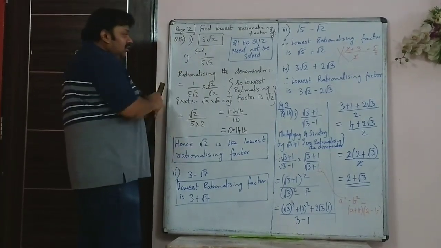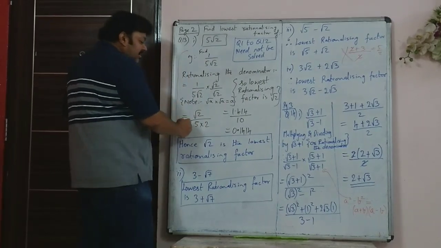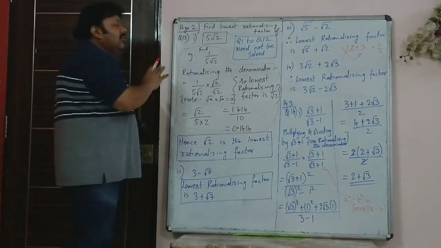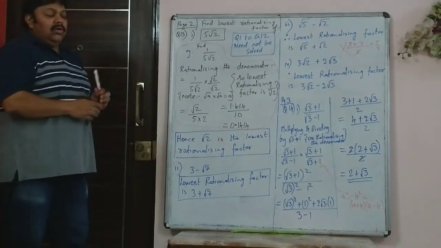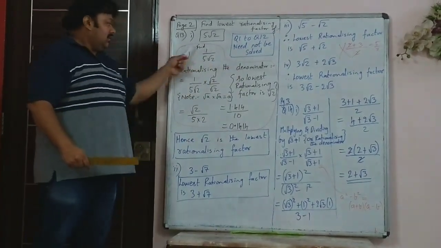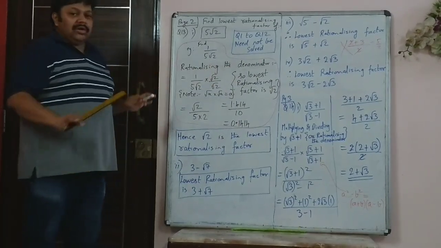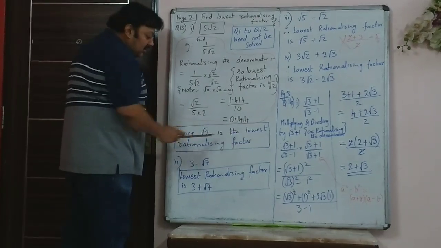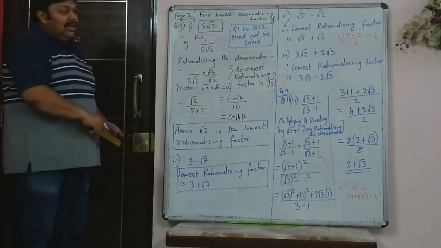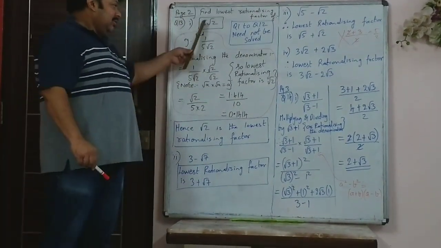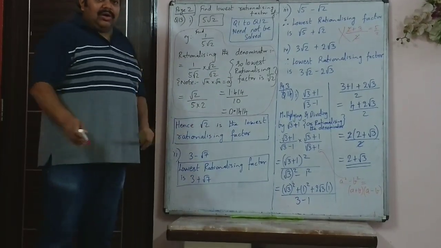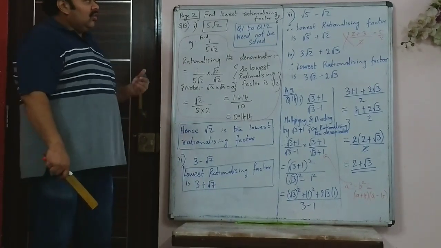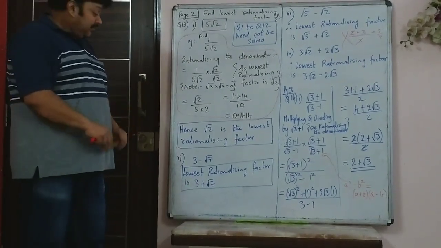So in this case, all this is just an explanation for you so that you understand what you are actually doing, what is the meaning of the question. All this which is marked in red in the box is not required to be shown. You can directly write this, root 2 is the lowest rationalizing factor. And in the board exam, they are not going to ask this. Question 13 they won't ask. But this is just the first questions in your chapter so that you understand the chapter better.